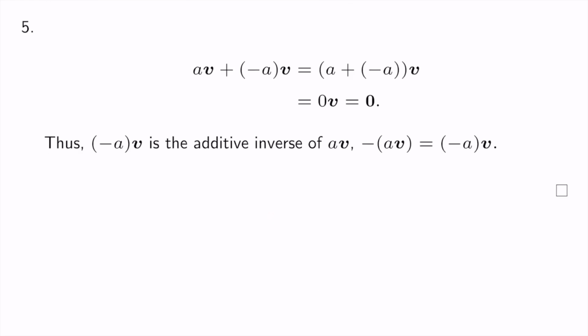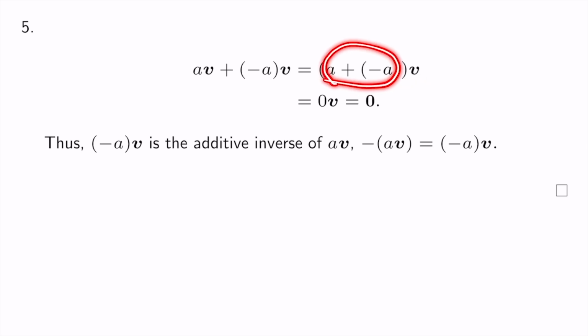And finally, let's add these things together. So a times v, where a is any scalar and v is any vector, and negative a is the additive inverse of this a in the field F, times v, the same v here. By the distributive law, this is equal to a plus negative a, whole thing, times v.